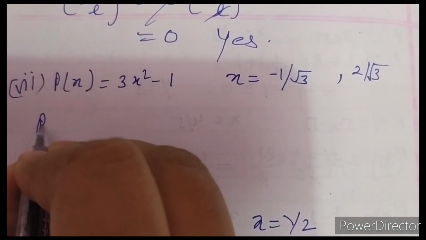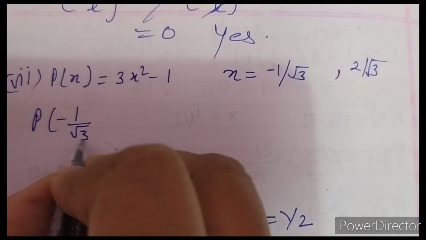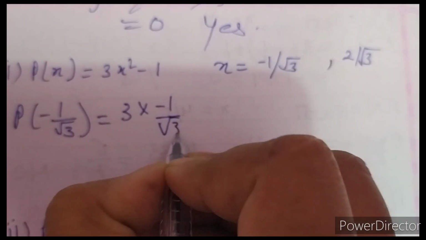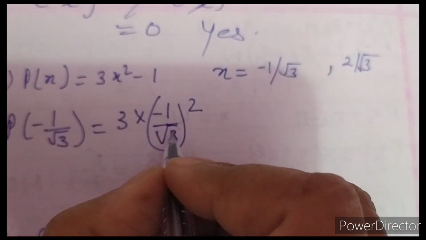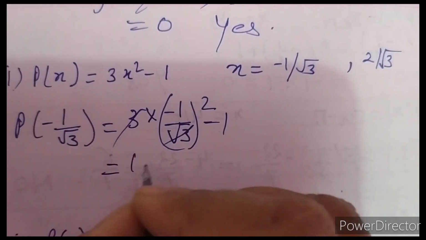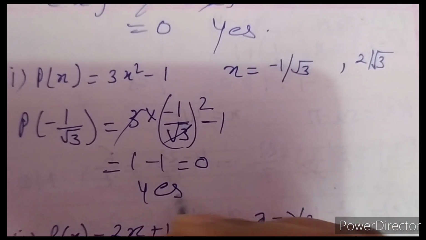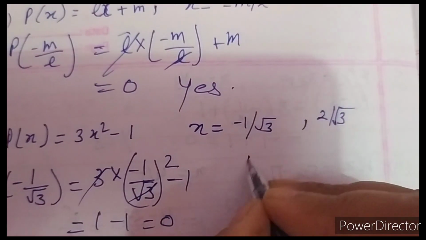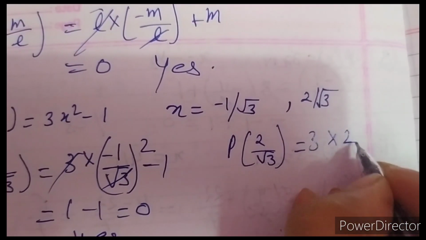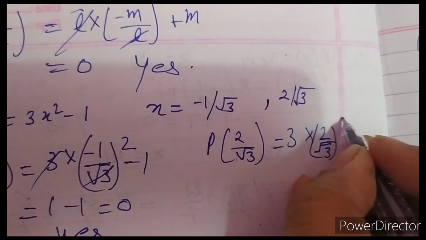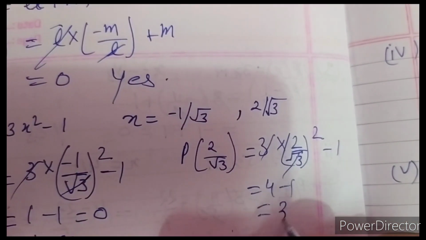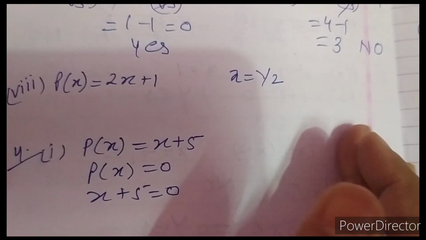Again here two values are given. p(-1/√3) will be equal to 3 into (minus 1 by under root 3) whole square. So this will get cancelled, and minus 1. So you will get 1 minus 1 equal to 0. So yes, this is the 0 of the polynomial. And if the value is 2 by under root 3, then it will be 3 into (2 by under root 3) whole square minus 1. Again this will get cancelled, 4 minus 1 equal to 3. So no, this is not a 0 of the polynomial.